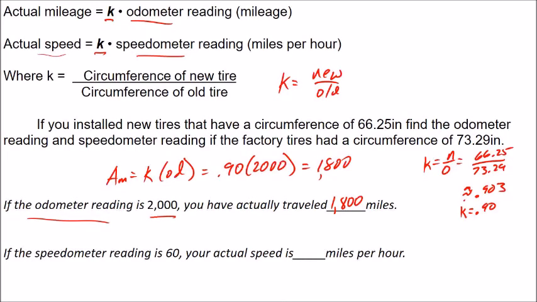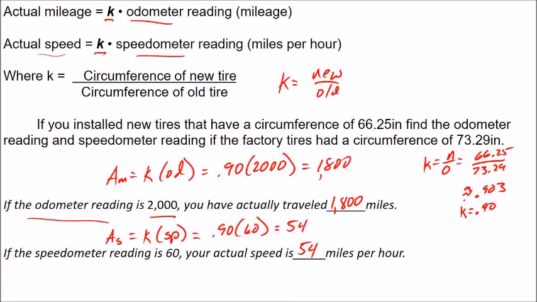If the speedometer reading is 60, your actual speed is how many miles per hour? Again, the actual speed is that K times your speedometer, so that would be 0.90 times 60, what the speedometer says, and that gives us 54. So we are actually only going 54 miles per hour.